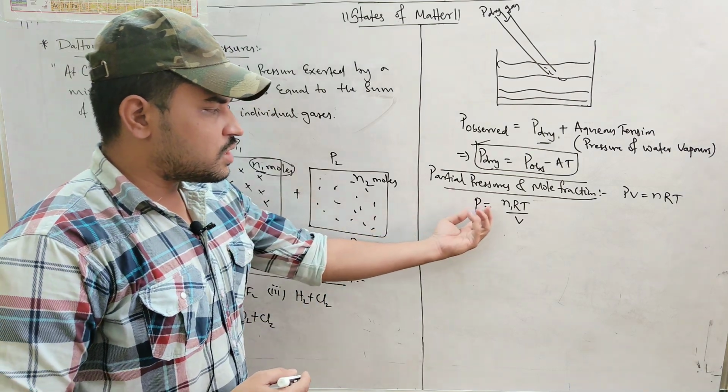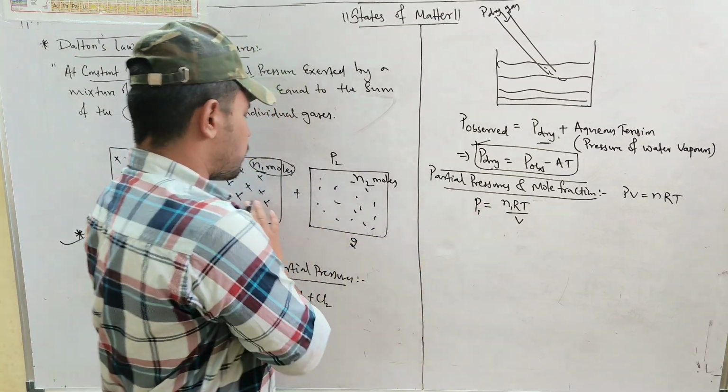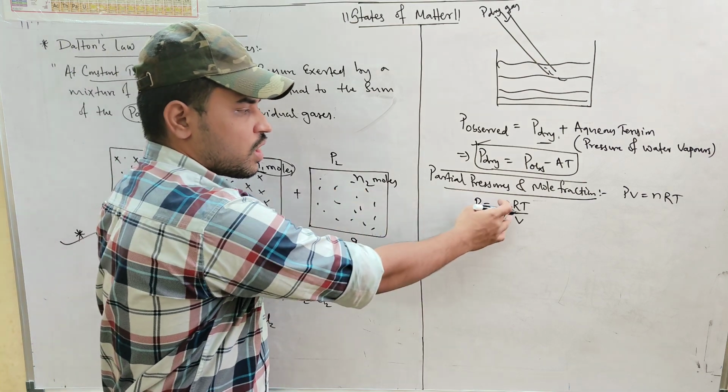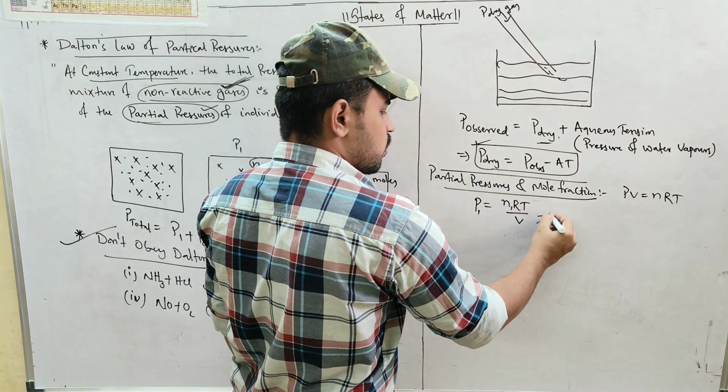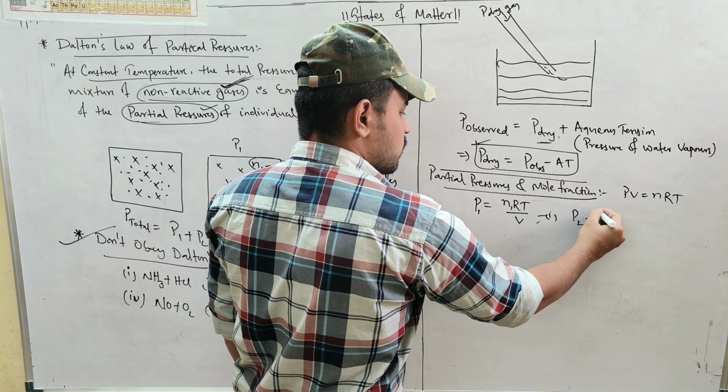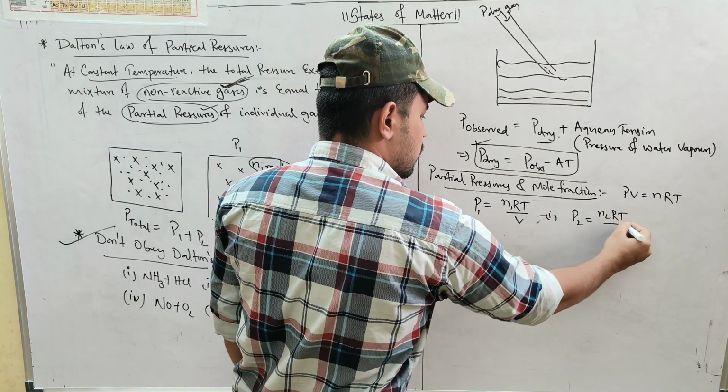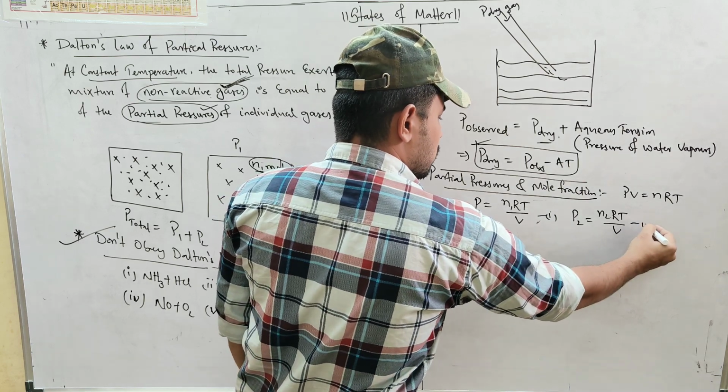So in this case, P1, the pressure of the first gas, is equal to N1RT by V. Similarly, for P2, it is equal to N2RT by V. So this is equation 2.